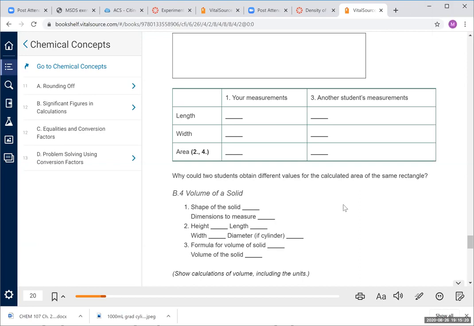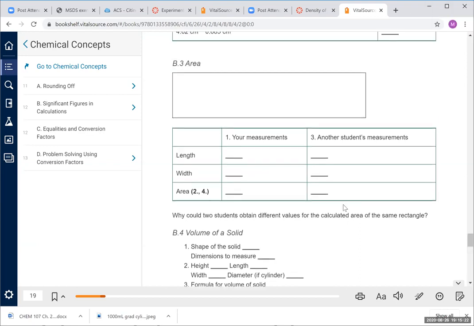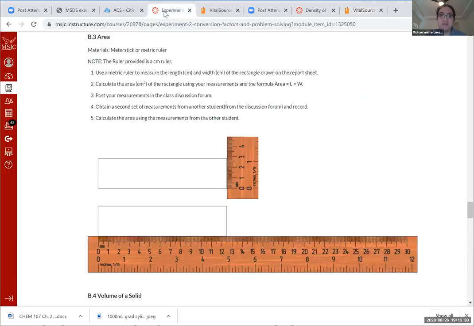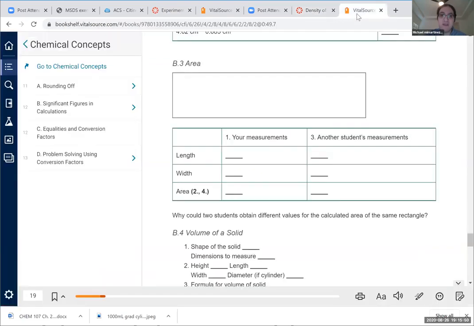What was the second rectangle? I just see one rectangle in my lab manual. So the second is another student's measurements. I've given you the same rectangle with a ruler overlay for you to take the length and width measurements, and you're going to write down those values, and then you're going to share them with another student using the forums, and you're also going to write down another student's values, and you're going to compare them. Does that make sense? Yes, thank you.